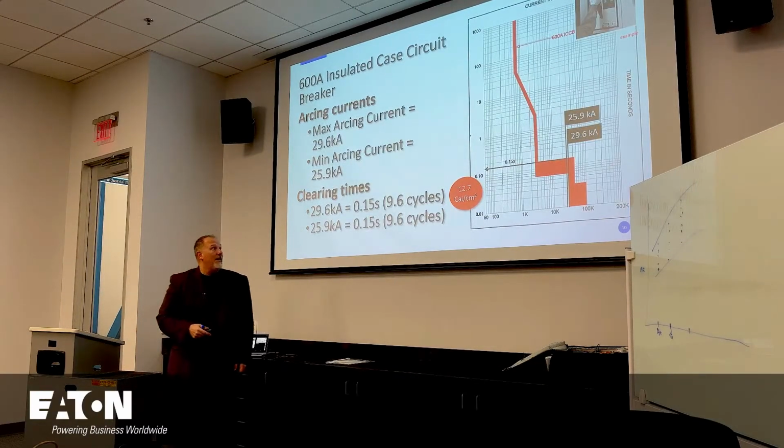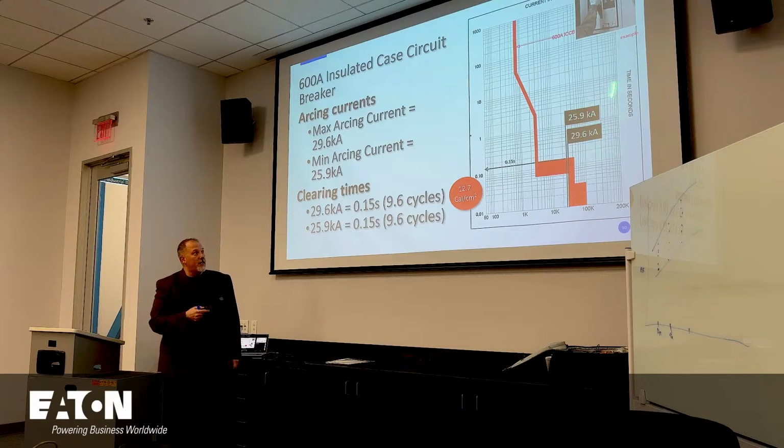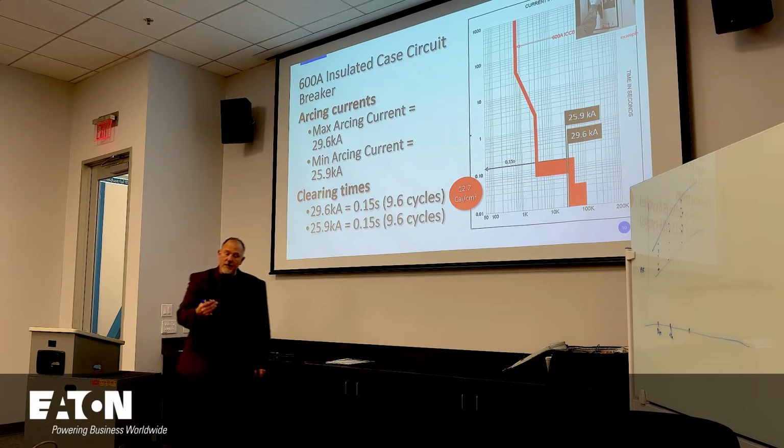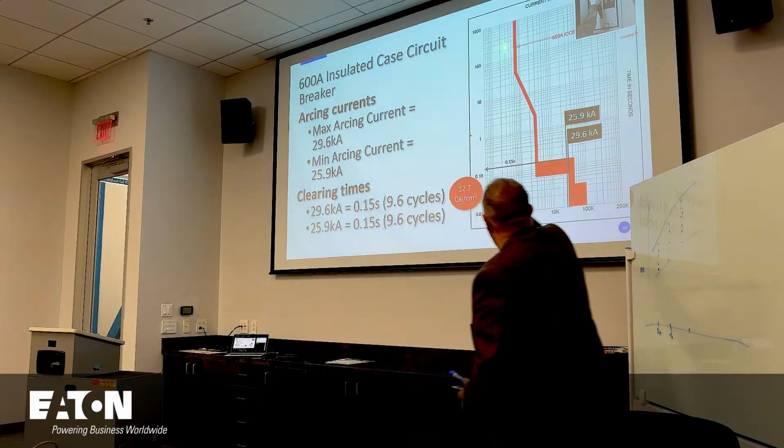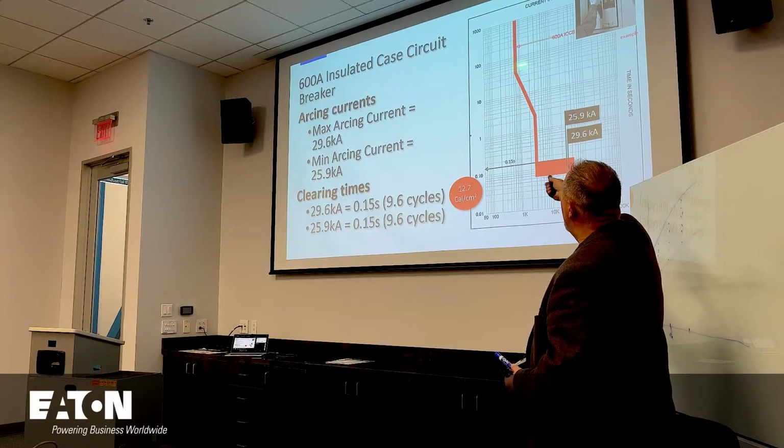Molded case circuit breaker. Now, for the same two fault currents, arcing currents, I'm at 0.15. Now, obviously, I set the short time. So let's talk about the curve. Long time pickup. What do we use that for?